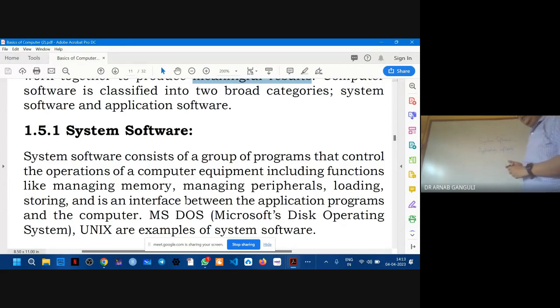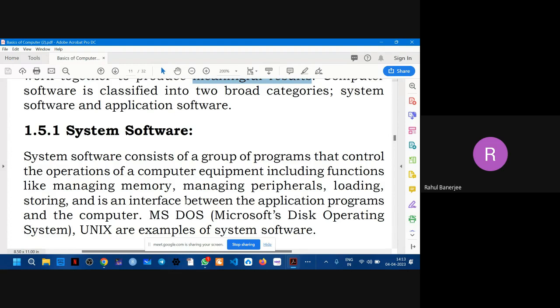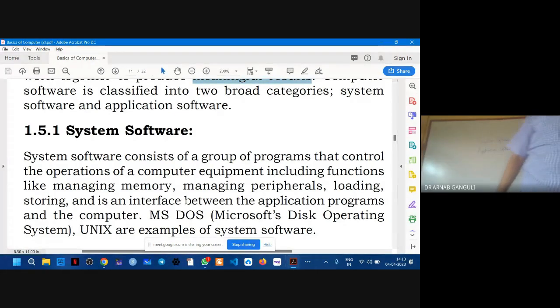রাহুল দেখতে পাচ্ছ লেখাটা? হ্যাঁ স্যার, একটু হেজি লাগছে কিন্তু দেখা যাচ্ছে। সিস্টেম সফটওয়্যার, অ্যাপ্লিকেশন সফটওয়্যার। বেটার ক্যামেরা লাগাবো নেক্সট। Okay.